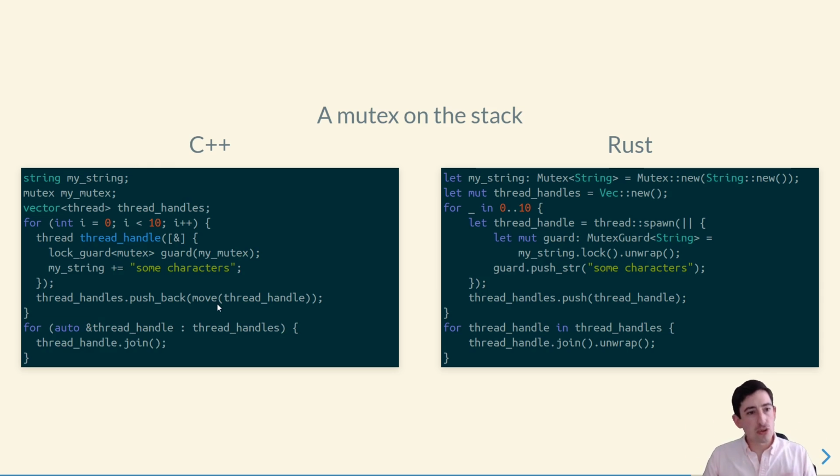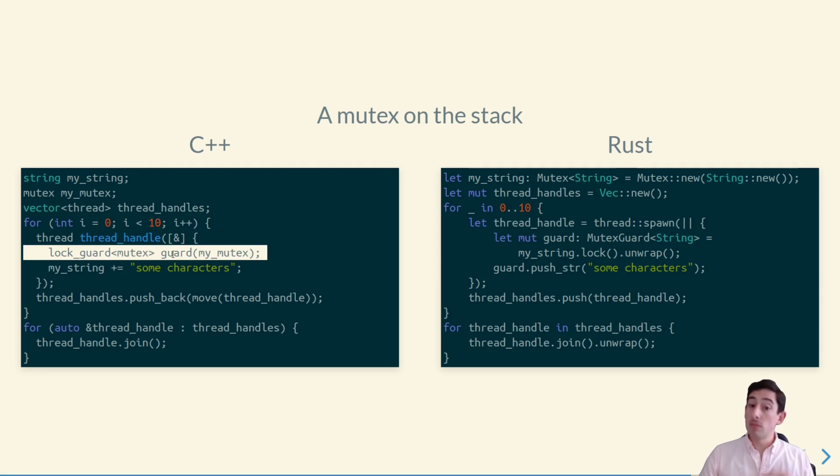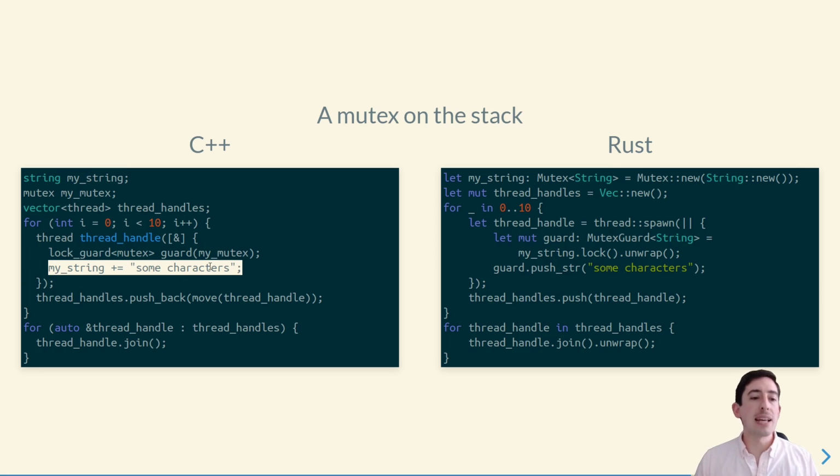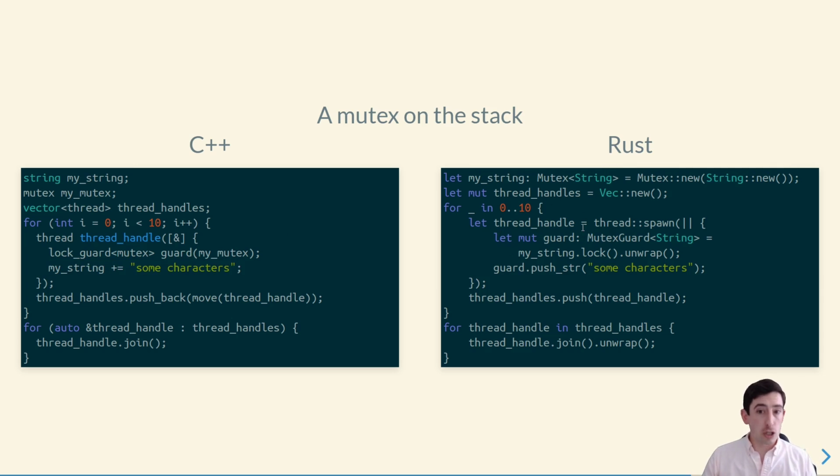So we spawn 10 threads. Each of them is appending to a string. They're being protected by a lock guard correctly. Good. And then we should see that the string has some characters 10 times when this is done. And this code is 99% correct. And this Rust code is equivalent to it. It turns out that this Rust code won't compile for a reason I'll get to in a second.